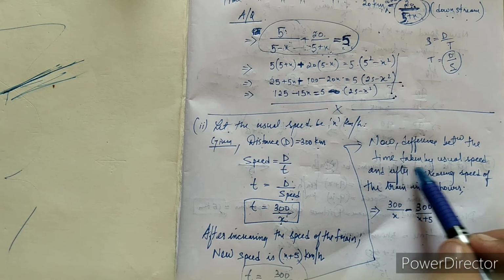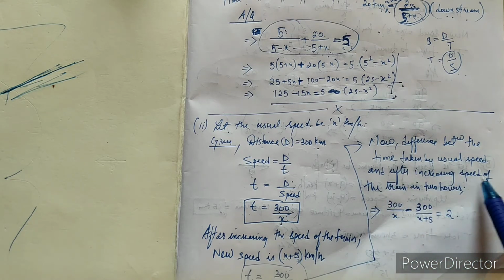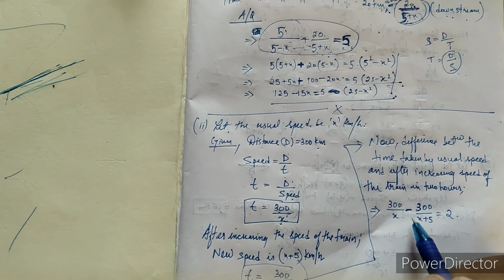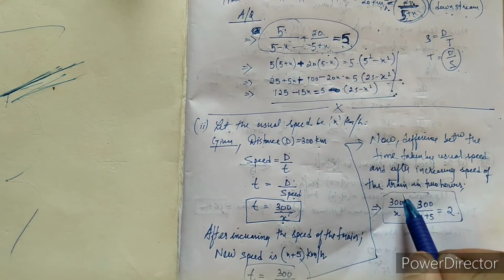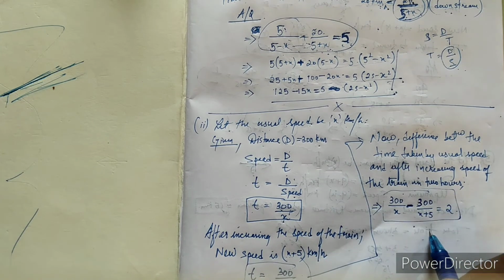Now the difference between the time taken at the usual speed and after increasing the speed of the train is 2 hours. Again this is a negative case. So just solve this equation, and you'll get the answer.